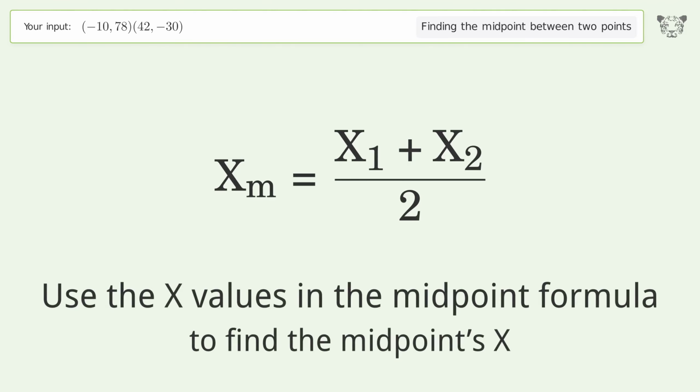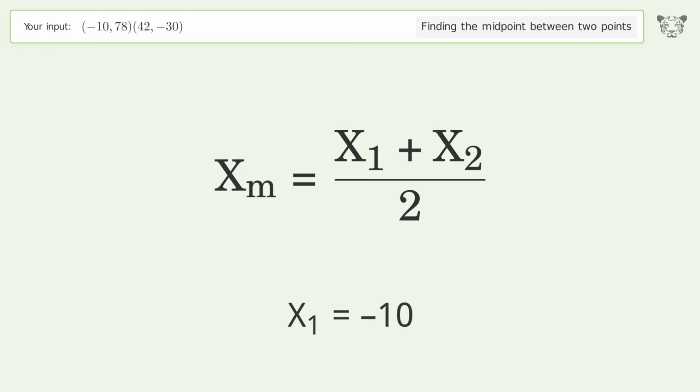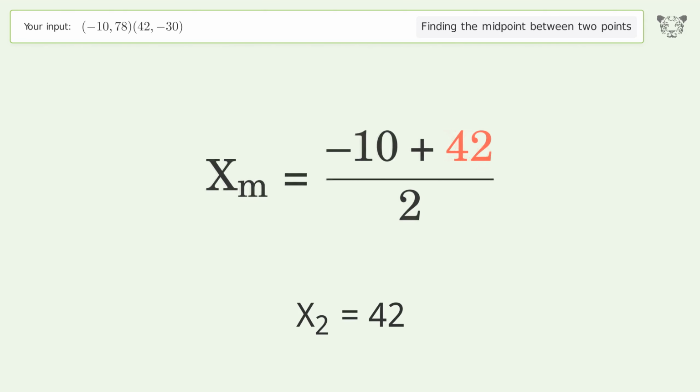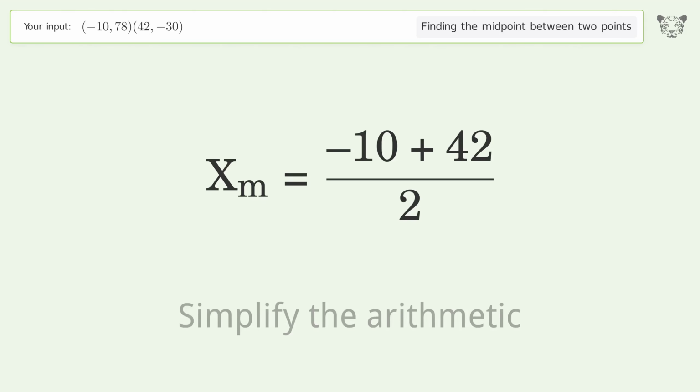Use the x values in the midpoint formula to find the midpoint's x. x1 equals -10. x2 equals 42. Simplify the arithmetic.